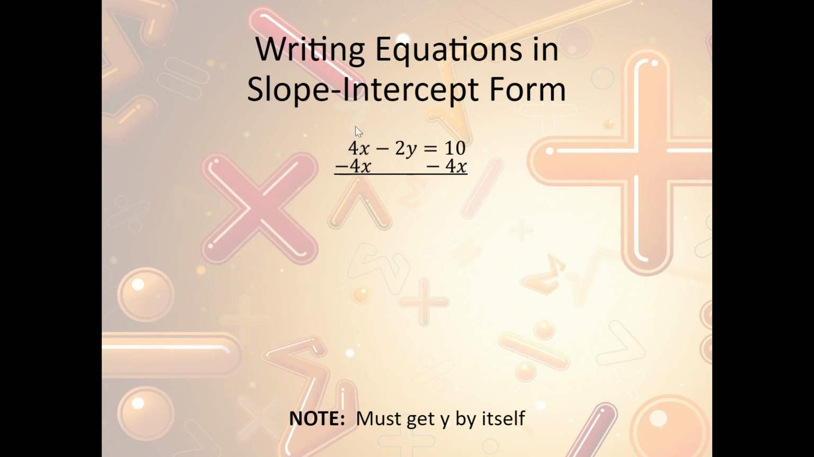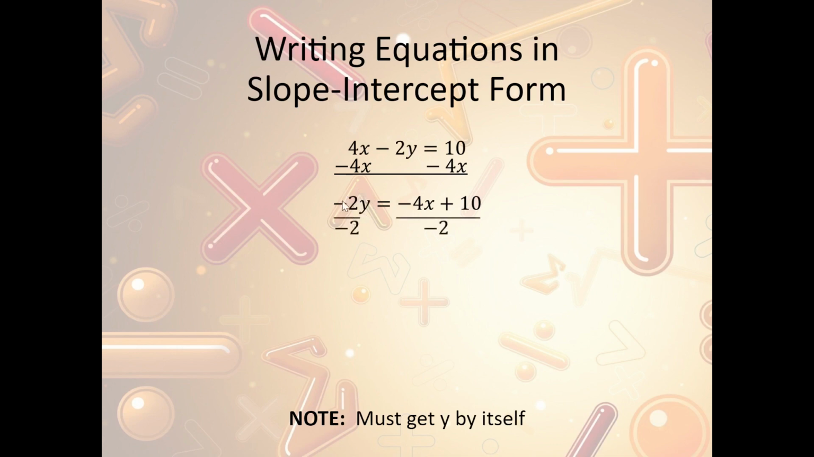Well, 4x minus 4x is 0, so that's gone. So now I'm left with 10 and negative 4x over here. So I'm going to rewrite this as negative 2y is equal to negative 4x plus 10. Now I'm going to get rid of whatever's over here with the y. Well, I got a negative 2 over here, and it's being multiplied by y. So I'm going to undo that by dividing. So I'm going to divide both sides by negative 2.